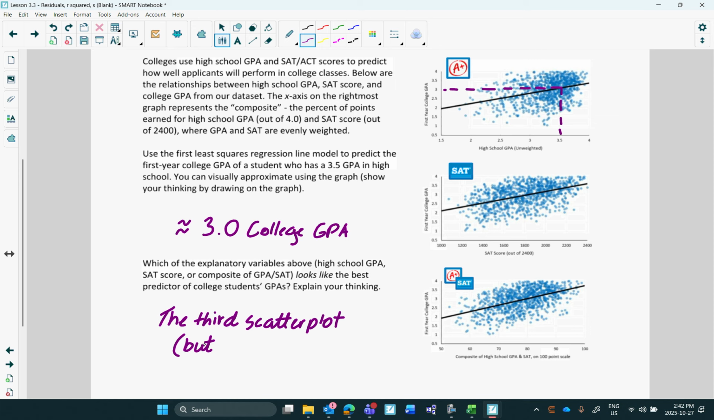But that's compared to the second. The first one's definitely up, but it's pretty close between the second and third. Okay? But we need to do better than that. So we need some measurements. We need to figure out how spread out the dots are from the least squares regression line.